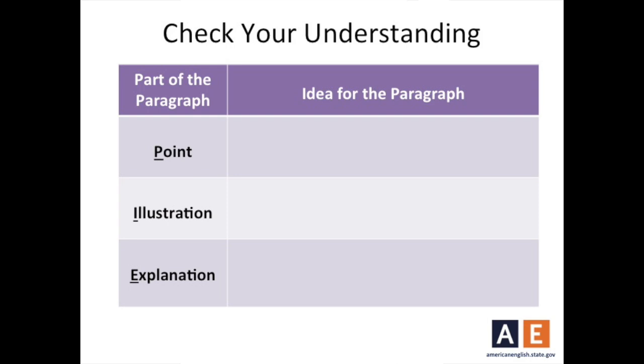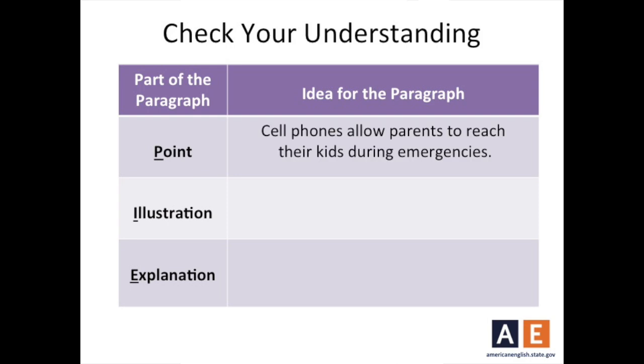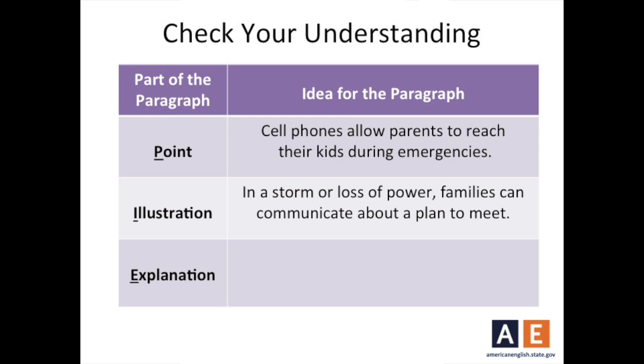First, the point sentence was number 3. Another reason why cell phones should be allowed in the classroom is so parents can reach their children in the case of an emergency. We know this because it contains the main idea of the paragraph. The illustration sentence was number 1. For instance, if there is a major storm or the school loses power, it would be important for a student and his or her family to communicate about where to meet. We can tell this sentence is the illustration because it starts with the expression, for instance, and then gives an example of how a cell phone could help families during an emergency.